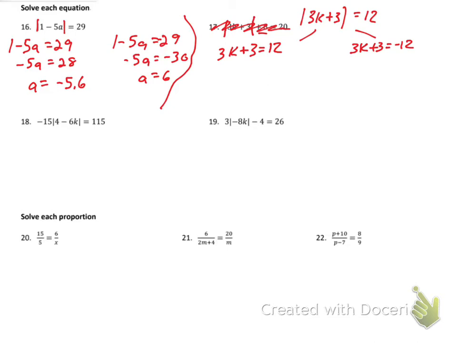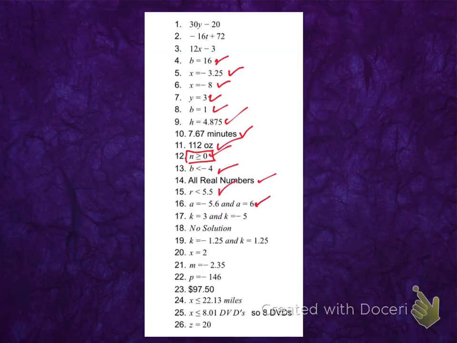So I'll minus 3 on each side. So 3k is going to be equal to 9. So k is going to be equal to 3. And then I'll minus 3 on each side, and 3k is going to be equal to negative 15. So then k is going to be equal to negative 5. So 3 and negative 5.